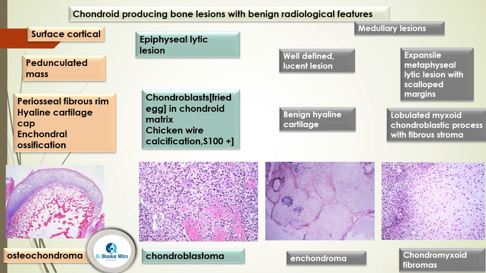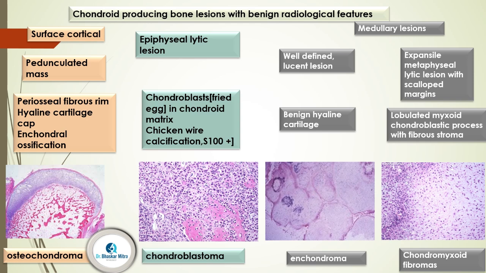Now comes the medullary lesion. If we find a chondroid lesion with benign radiological features situated in the medulla, a well-defined lucent lesion, and in the section we get only benign hyaline cartilage, we consider that an enchondroma or chondroma. If it has a metaphyseal location with lytic areas and scalloped margin, and in the section we see lobulated areas, both myxoid and chondroblastic, that is cellular, then we term it chondromyxoid fibroma.